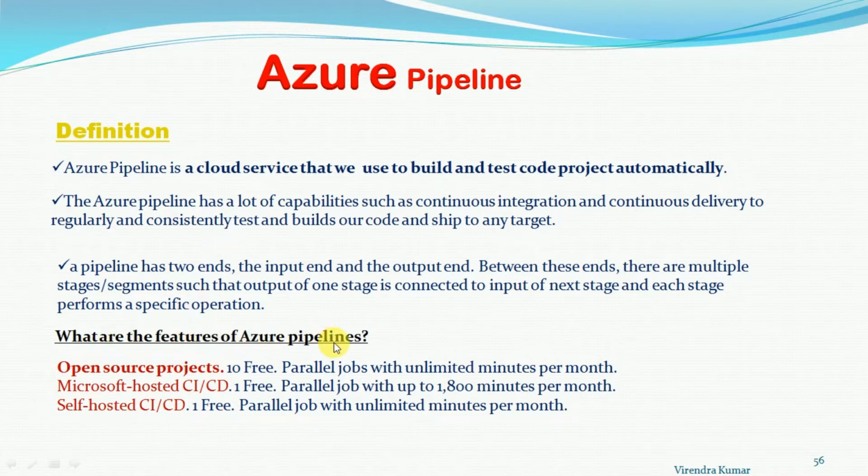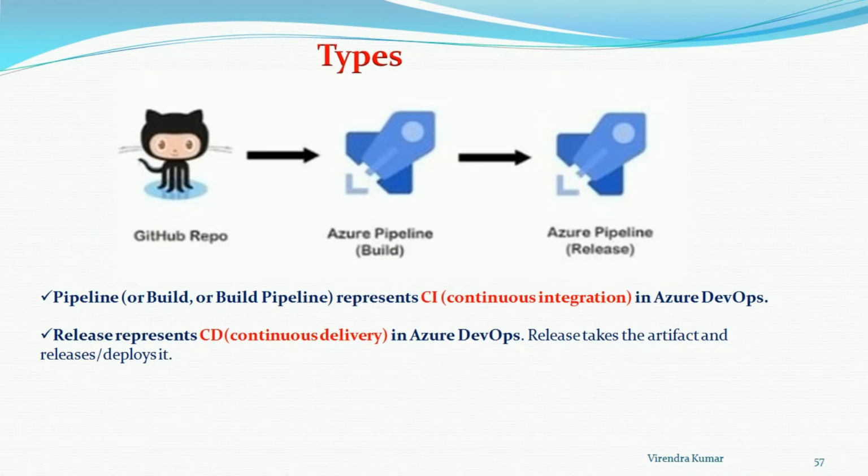Now, what are the features of Azure Pipelines? It is free for open source projects. Ten free pipelines are available, with parallel jobs and unlimited minutes per month. There are Microsoft-hosted CI/CD pipelines and self-hosted CI/CD pipelines. We are talking about Azure DevOps here.